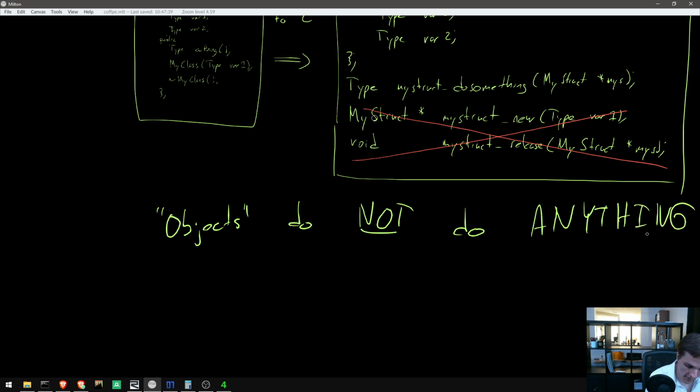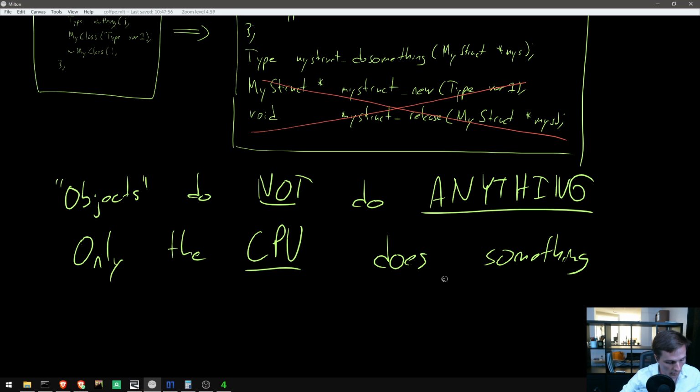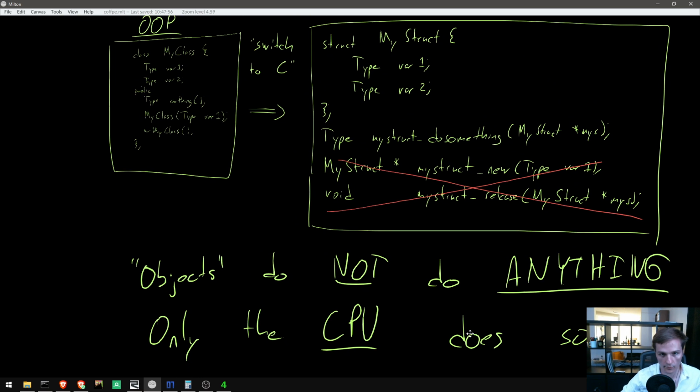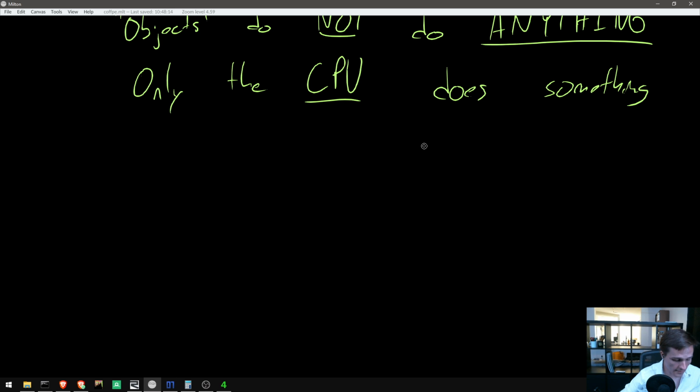Objects do not do anything. Only the CPU does something. And if you start thinking about what is my CPU doing and how do I make it do it, the more you think that way, the closer you will get to thinking without objects in your thinking process.